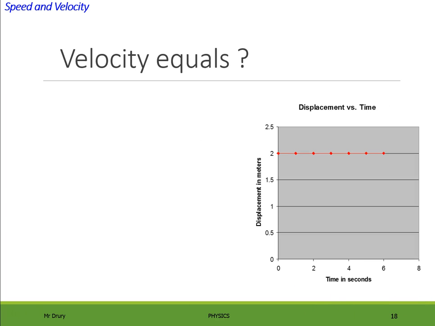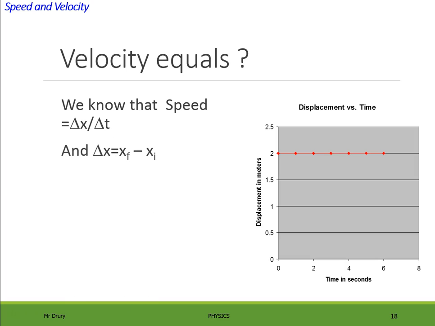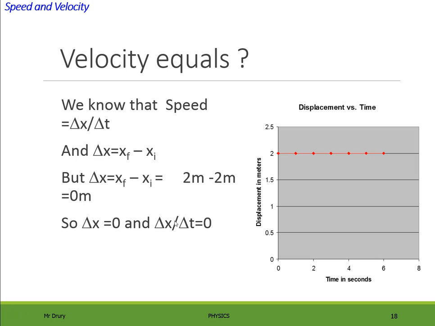All right, what's happening here? We know that speed is change in position over change in time. So if we take the change in position, which is the final position minus the initial, and in this case pick any position, 2 meters minus 2 meters, it comes out to a displacement of 0. So when the displacement is 0, then delta x over delta t would be 0. So therefore the speed's 0. What this is indicating is you just stayed at the same position over time. Okay?